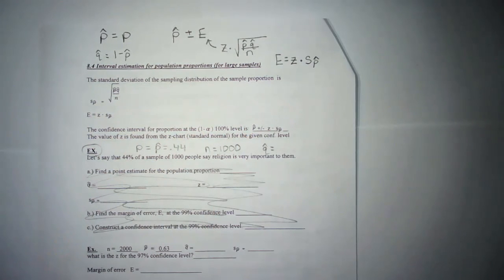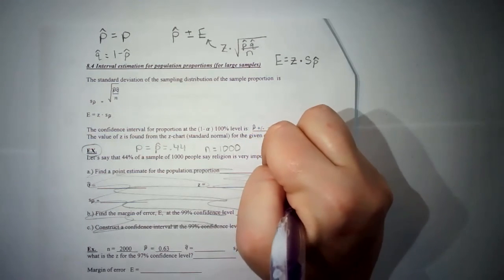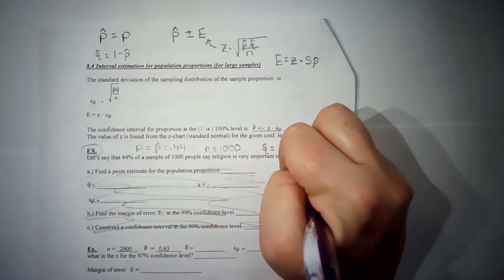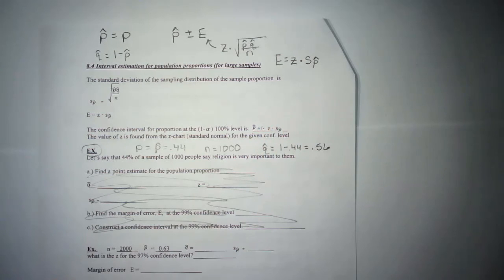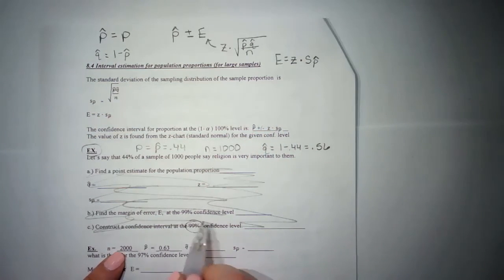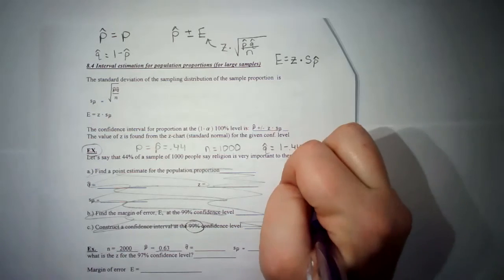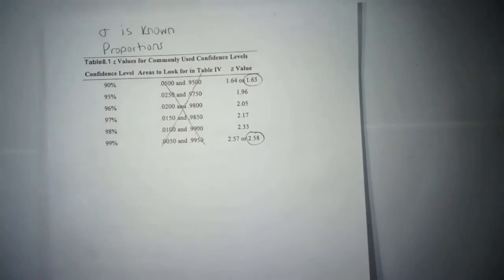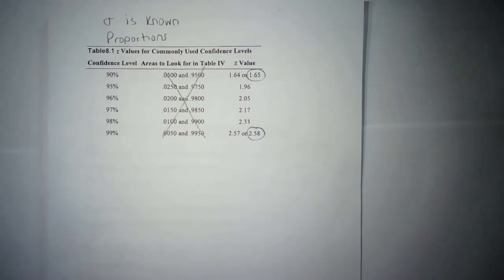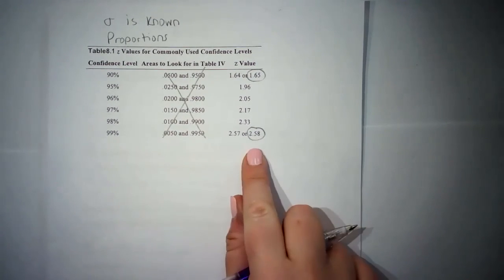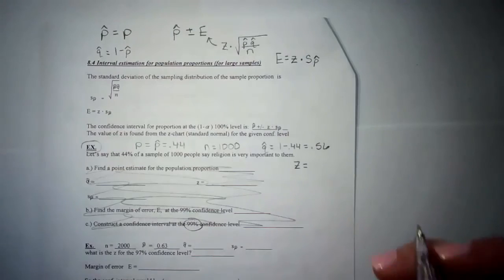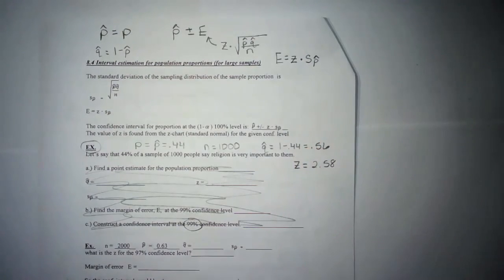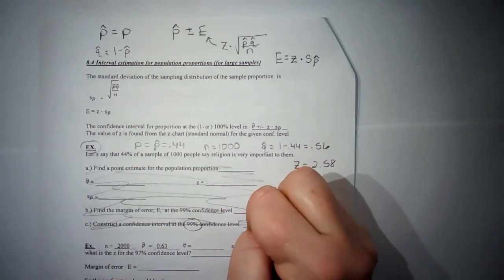Anybody remember how to find q hat? 1 minus 0.44, which is 0.56. Okay, so here we go. I scribbled through everything, but it wanted a 99% confidence level. So if it wants a 99% confidence level, because it's a proportion, we're just going right to this little chart. 99% on here is going to be 2.58 for our z. Okay, we're ready. Let's find our margin of error.